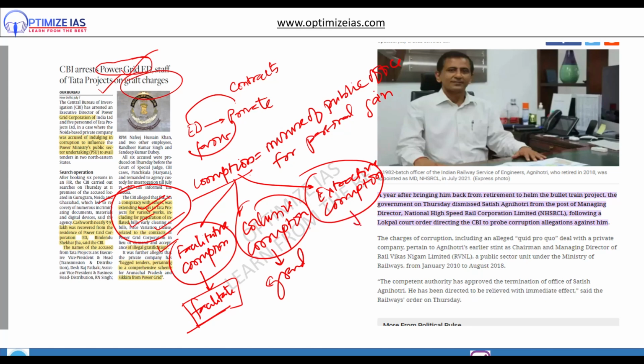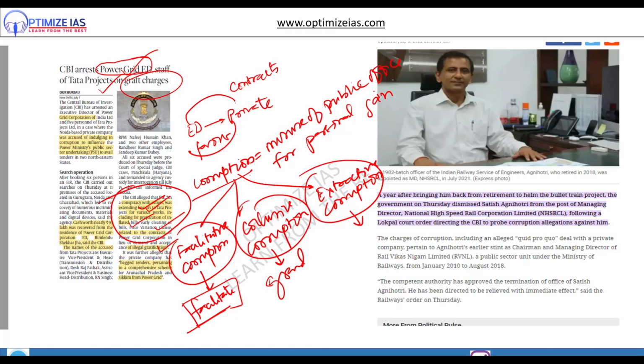And the last type of corruption is called extractive corruption, which happens at the lower end, when civil servants don't turn up for their work, and they try to embezzle some of the funds. For example, MGNREGA funds, they try to embezzle, divert, misappropriate some of the funds. This is called extractive corruption.